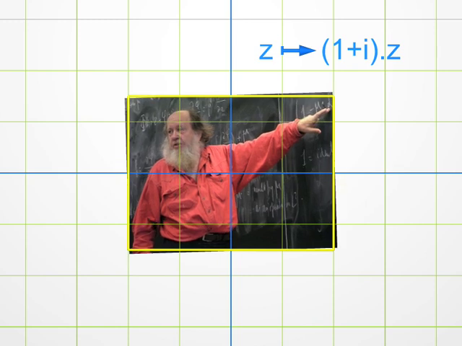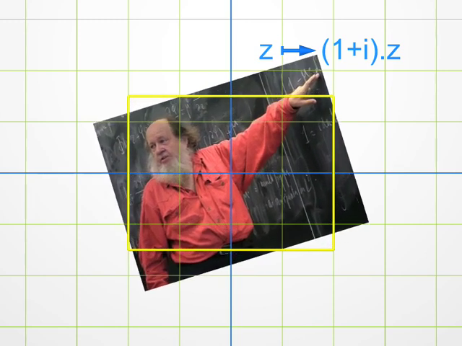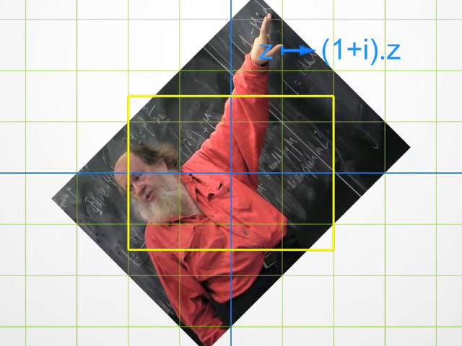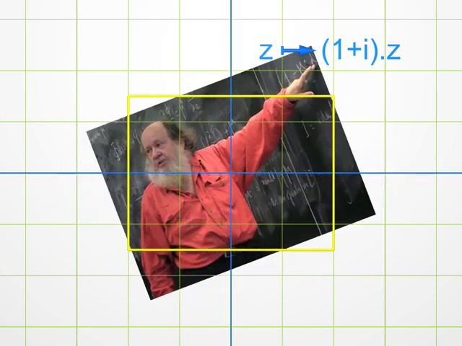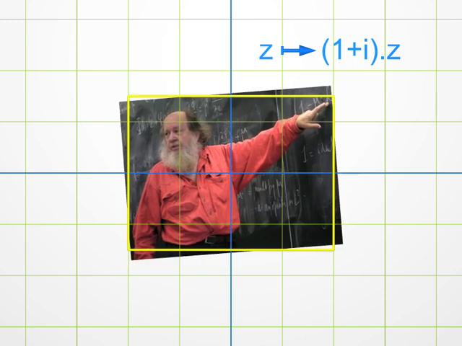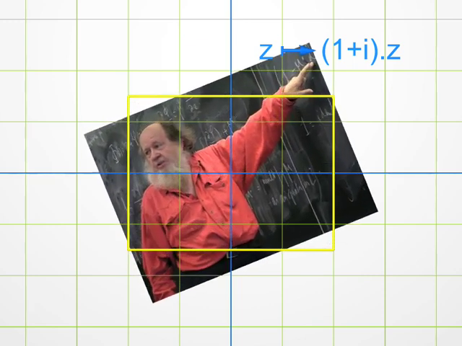Hence, a multiplication by 1 plus i amounts first to multiplying the modulus by the square root of 2, and then to adding 45 degrees to the argument. In simple words, one has to combine a homothety and a rotation. This is called a similarity.